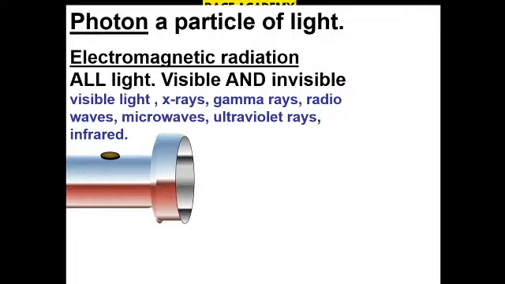See here, this can be called a photon, a particle of light. What is a photon? Photon is a particle of light. So electromagnetic radiation is all kinds of light: visible and invisible light, X-rays, gamma rays, radio waves, microwaves, ultraviolet rays, infrared rays, etc. All come under this category.